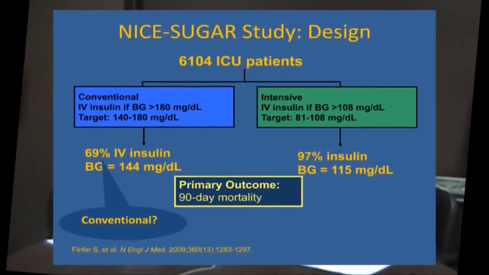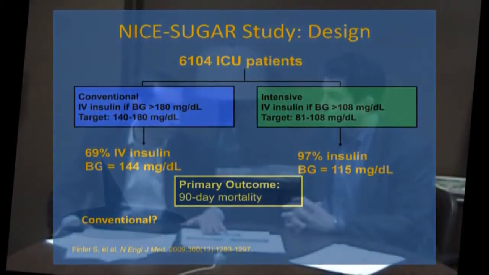So if you look at how patients were treated in the conventional arm of NICE-SUGAR, about 69% of those patients received IV insulin infusion. And the average glucose in that group was about 144 milligrams per deciliter, which we would normally consider quite good glucose control. So that was very different from the original Leuven study, where glucose levels were closer to 200 milligrams per deciliter in the conventional group, and very few patients received IV insulin infusion in the conventional group.